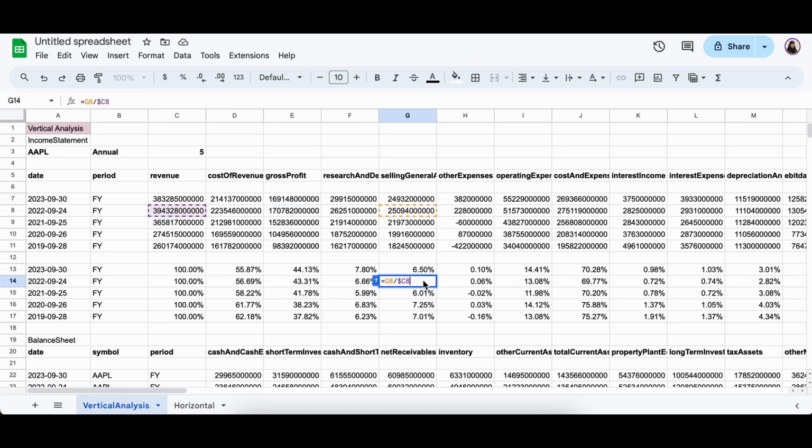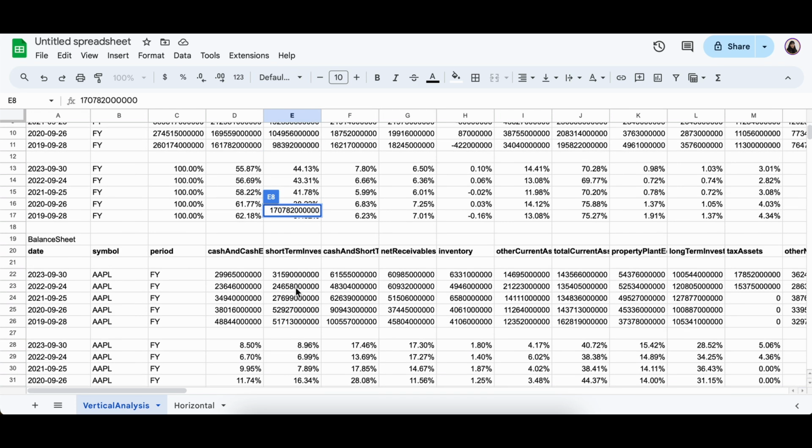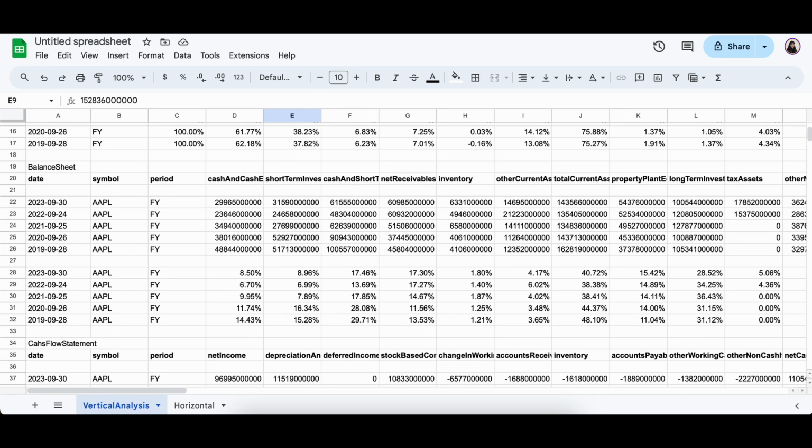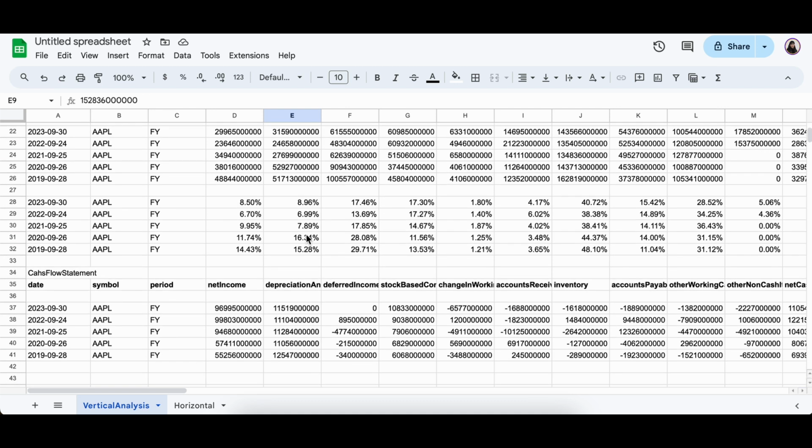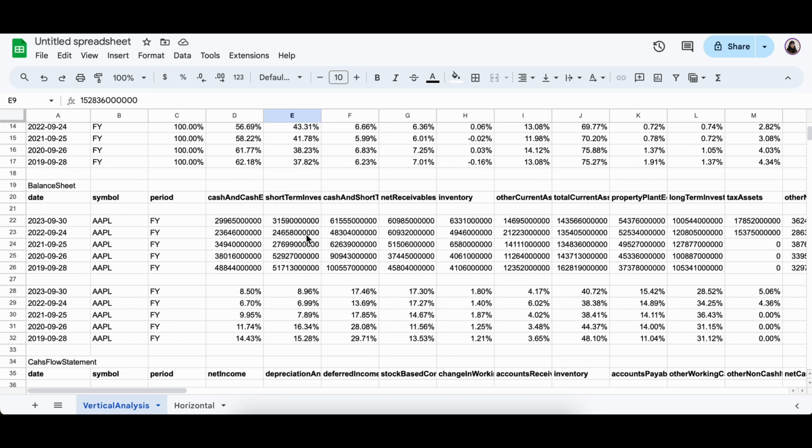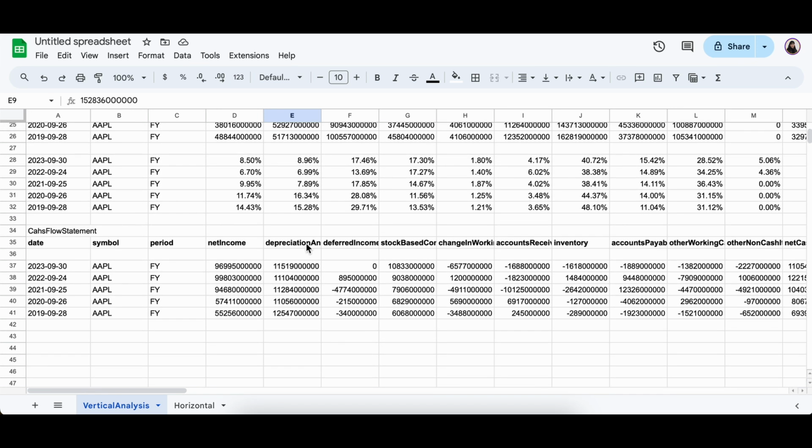Like you see here, for the last year, for example, each item to the revenue. Then the previous year, again, each item from this year to the revenue. So it's comparing each item from the current year to the revenue. The same is in the balance sheet. It is done to monitor the company's changes from year to year and to the base number. This is very important.